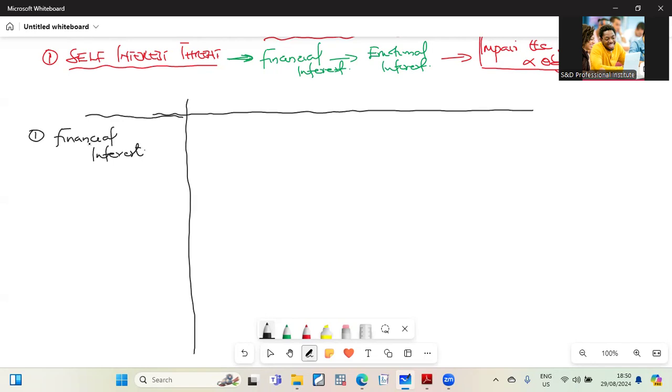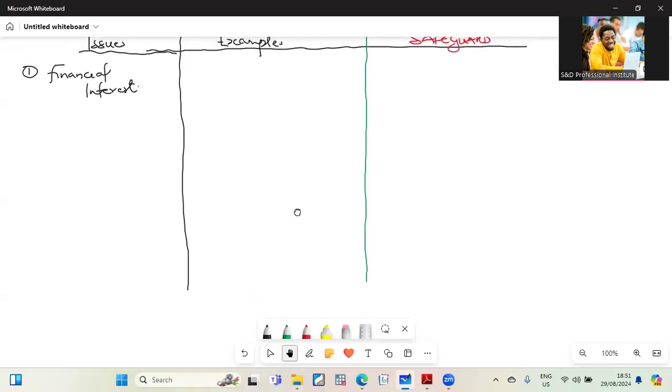All right, a typical example. So I'm going to use this page. This is the issues, and I will discuss examples here. Then what I will do here is to discuss the safeguards, because it is always part of the answer. What can you do to safeguard that issue? All right. So basically that is that.